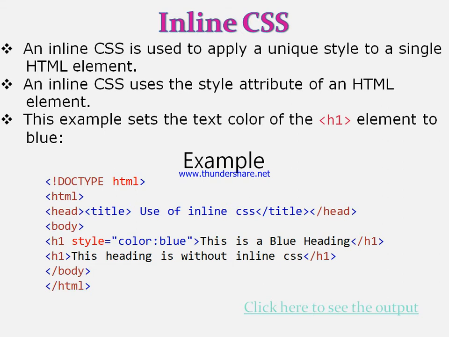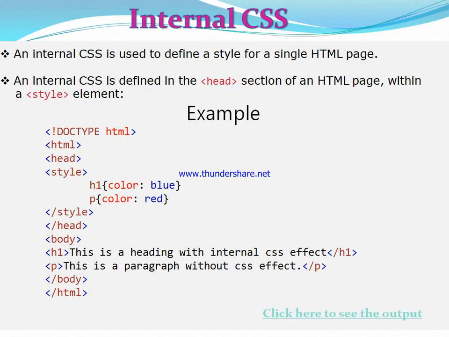Now what is the meaning of internal CSS? The second type of CSS is internal CSS. An internal CSS is used to define a style for a single HTML page. An internal CSS is defined in the head section of an HTML page within a style element. So there is quite a difference between internal CSS and inline CSS. As we have discussed inline CSS, I think you understood the concept of inline CSS.